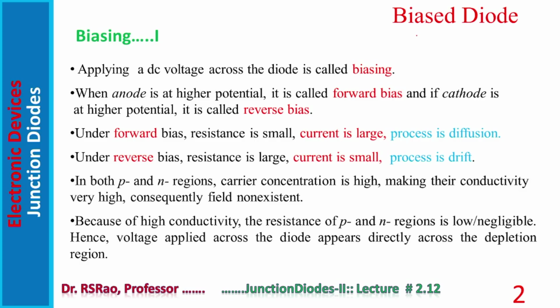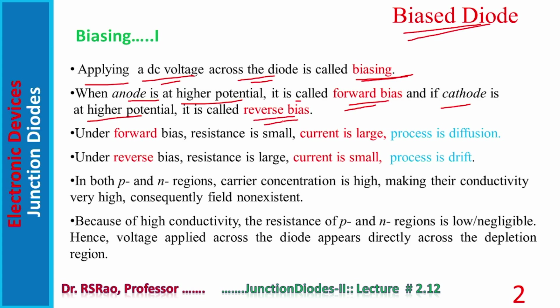Let us begin by mentioning a few points regarding biasing. A diode which is biased is called a biased diode. Then we need to define what is bias. What is biasing? Applying a DC voltage across the diode is called biasing. When anode is at higher potential, it is called forward bias. And if cathode is at higher potential, it is called reverse bias.